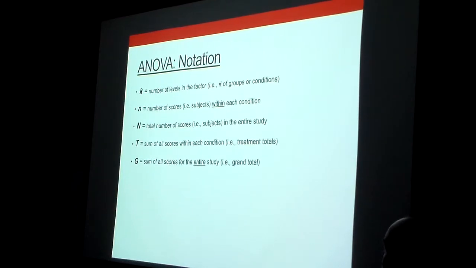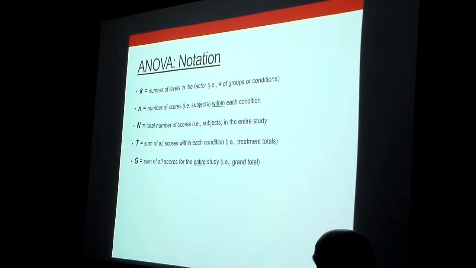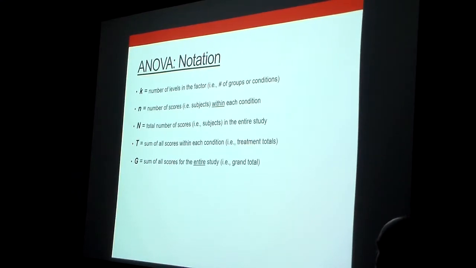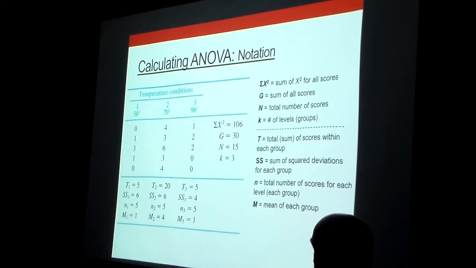Capital N is our total number of scores, the total number of people in the entire study. Sam, what's our total sample size in this example? So 5 plus 5 plus 5? Yeah, so 15. Okay, 15 people, 5 per group. Capital T is going to be the sum of all the scores within each condition. This is our treatment total. G is the sum of all scores in the entire study, our grand total. Questions about this? Okay.